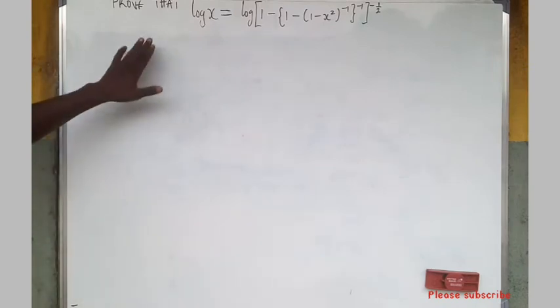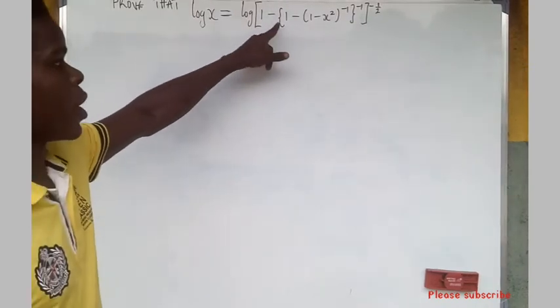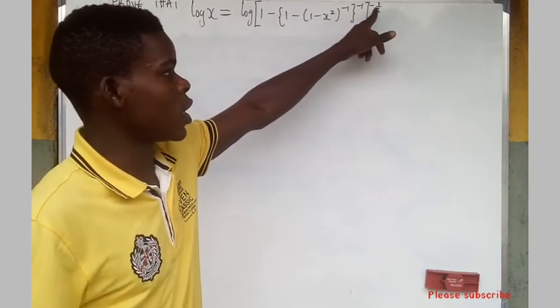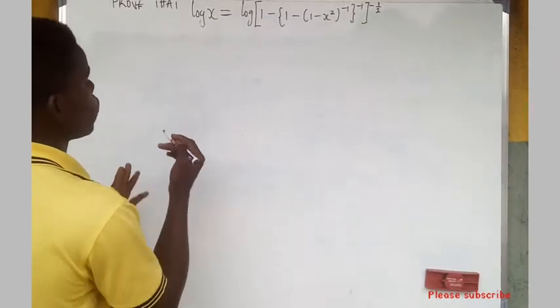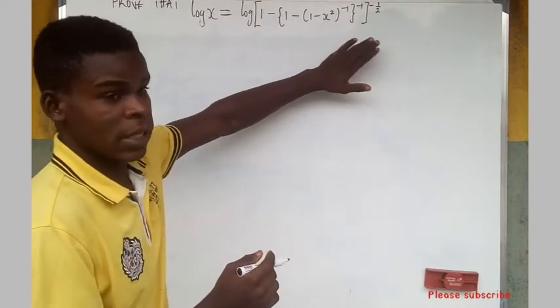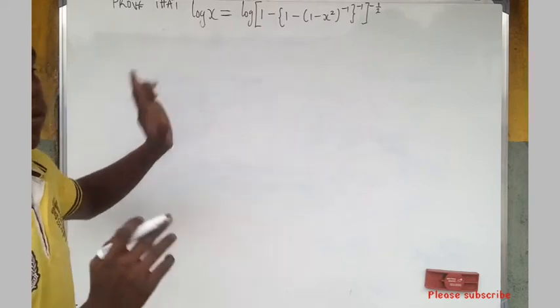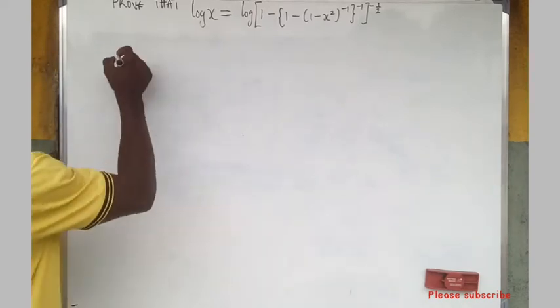Now we'll be proving that log x is equal to log of 1 minus (1 minus (1 minus x squared) raised to the power negative 1) raised to the power negative 1, all raised to negative 1 over 2. So what I'm going to do is start with the right hand side and solve it till I get to the left hand side. Then we have proven. Let's get started.